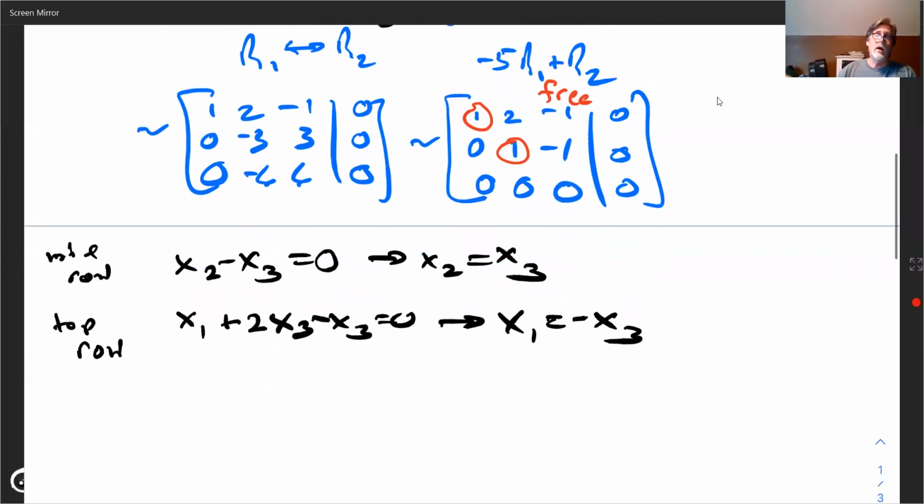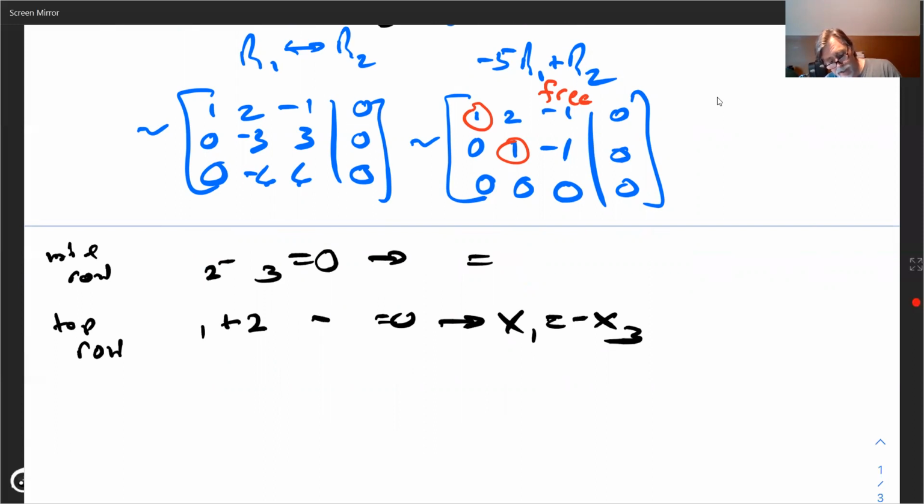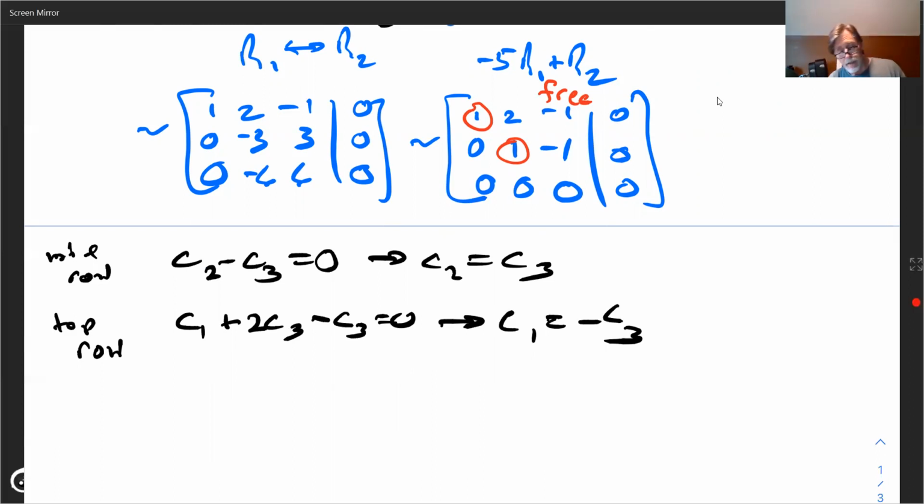Oh, I shouldn't have said x, huh? Let me change those. This is C, C, C. Okay? So go back and go C2, C3. So C2 is equal to C3. Those are your coefficients. C1 plus 2C3, I changed it, minus C3 tells us C1 is equal to negative C3. But you know what? That's what you get.